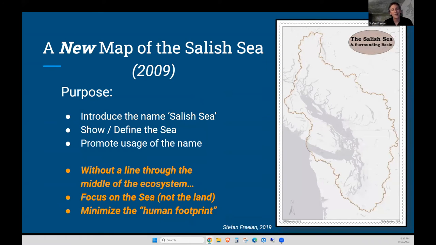So again, here's the basic map of the Salish Sea. We want to introduce the name, and then from there, can we make it beautiful and appealing and something you want to hang on your wall? Again, without a line through the middle and with a focus on the natural systems as opposed to the human footprint.